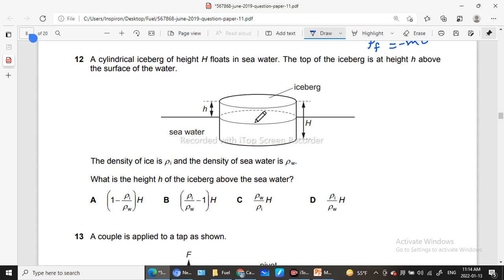A cylindrical iceberg of height H floats in sea water. The top of the iceberg is at height small h above the surface of water. The density of ice is rho I and the density of seawater is rho W. What is the height h of the iceberg above the sea water?